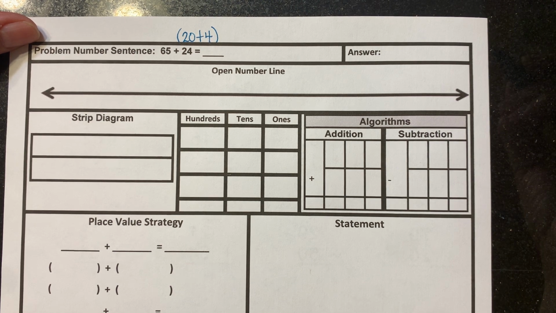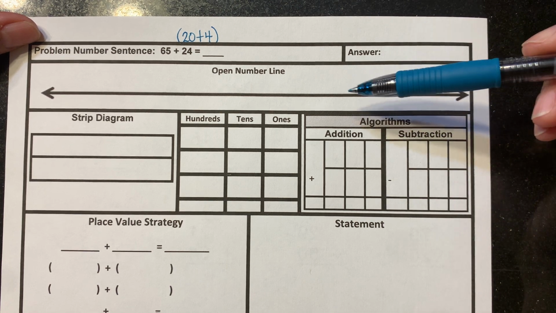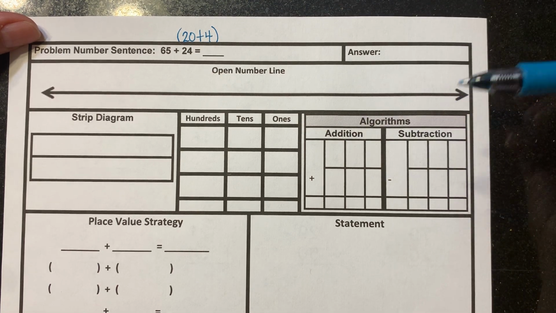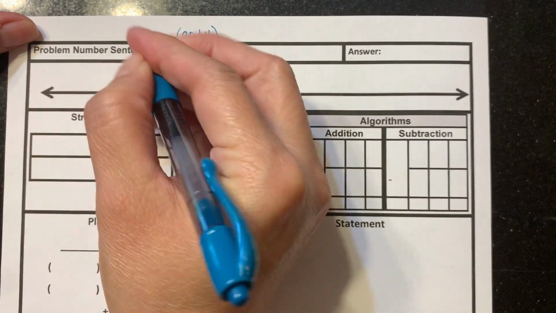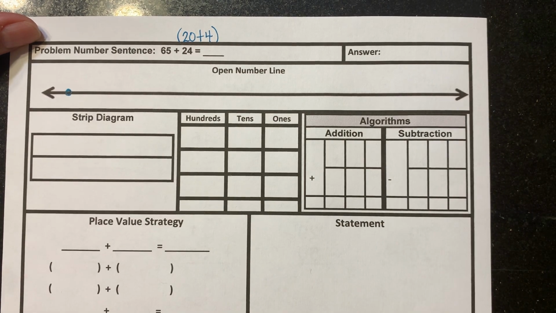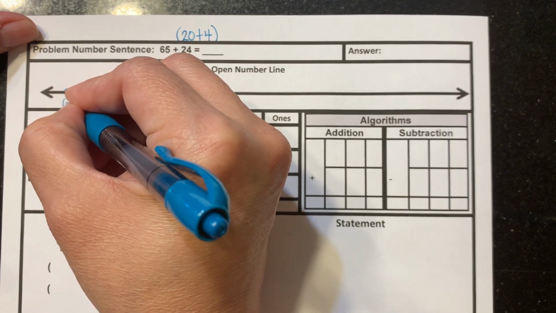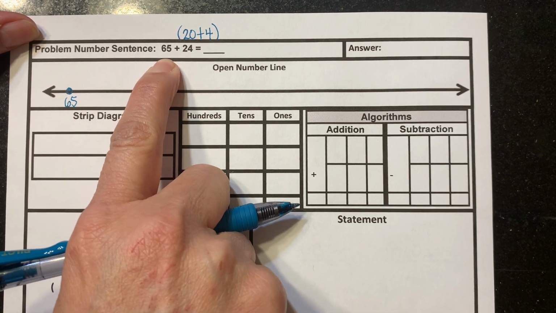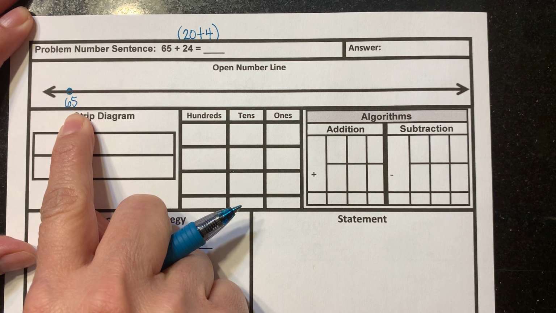So the next thing I do is work on the number line here. Now what I've got to think is, when I'm using an open number line, when I add, I move forward on the number line, and when I subtract, I move backwards because you're taking away. But this is addition, so I'm going to move forward. My number line is going to start with the first number, and I'm going to put a dot right here, and that's going to represent 65. Yes, there are numbers before 65, but my algorithm starts with 65, so that's why I started it here with 65.